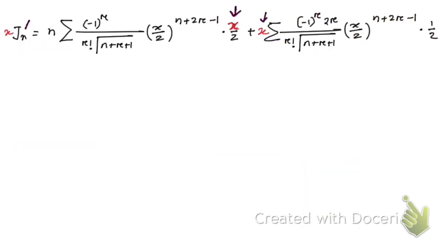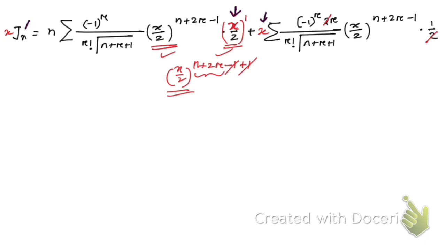Now here you see, let me cancel this 2 by this one, and what we can do, we can multiply this one and this one. Then what we're gonna have, so here we have x by 2 whole to the power 1. That means if you multiply this two, then you should get x by 2 whole to the power n plus twice r minus 1 plus 1. That's gonna be x by 2 whole to the power n plus twice r. And this r factorial can be written as r into r minus 1 factorial, right? So that's why this r and this r will be cancelled.